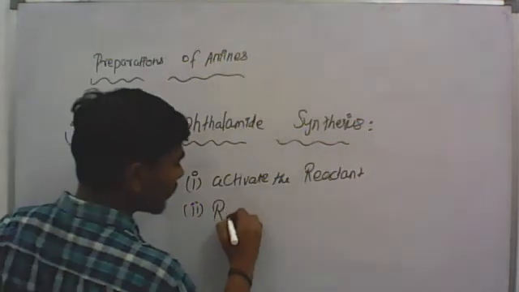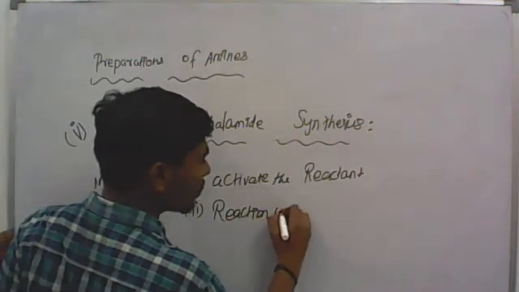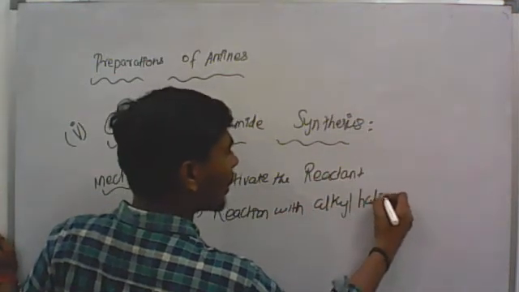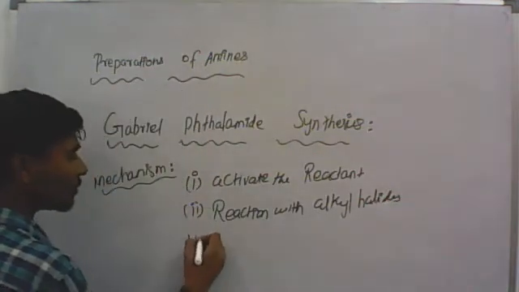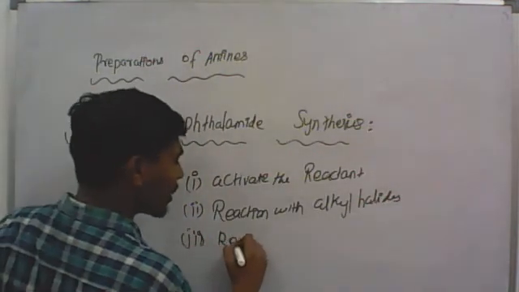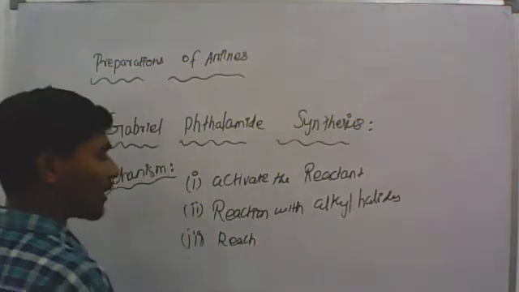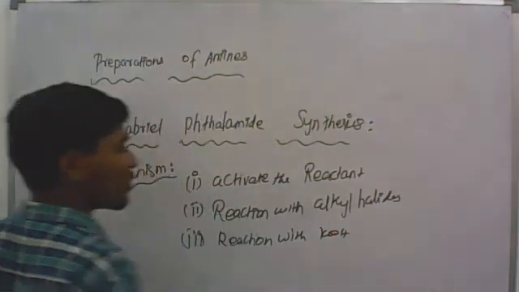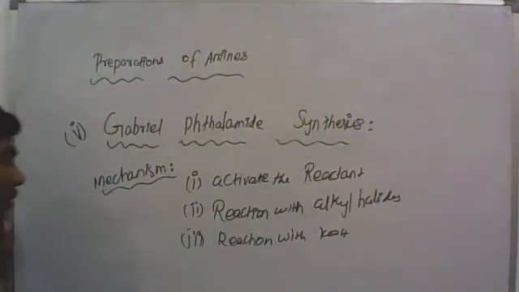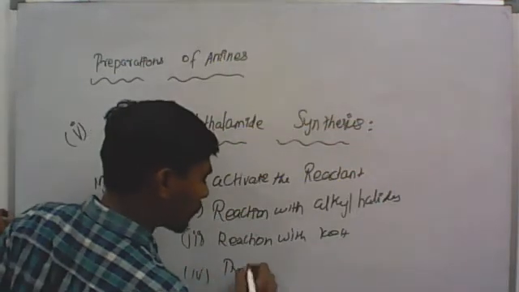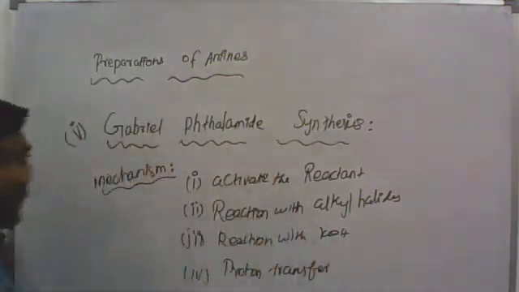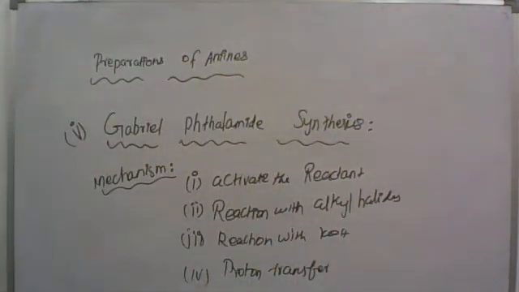Reaction with alkyl halide. And the third one, reaction with nucleophile, nucleophile attack. Reaction with KOH. And the fourth step is proton transfer. These four steps are involved in the mechanism of the Gabriel phthalimide synthesis reaction.